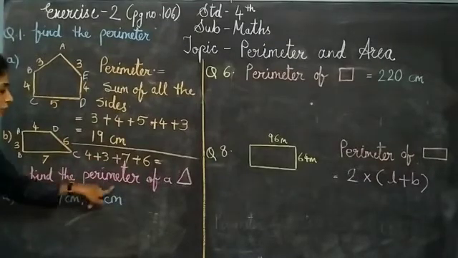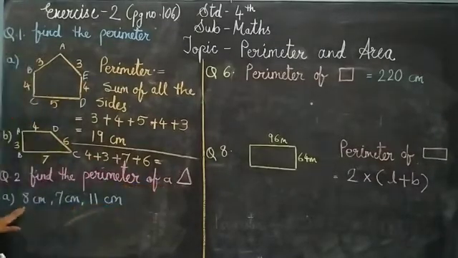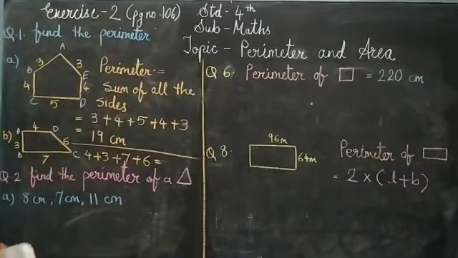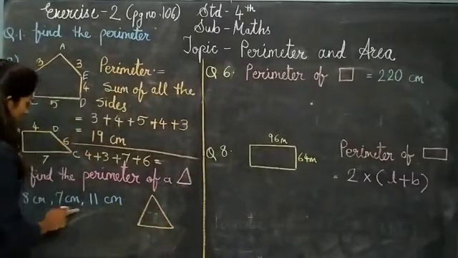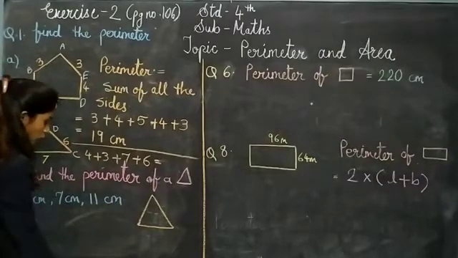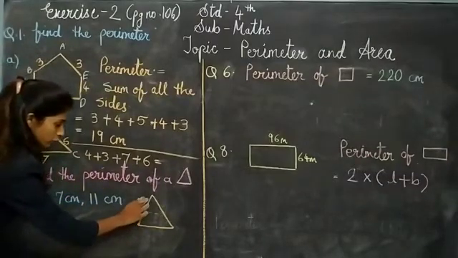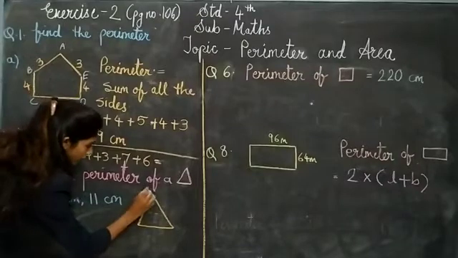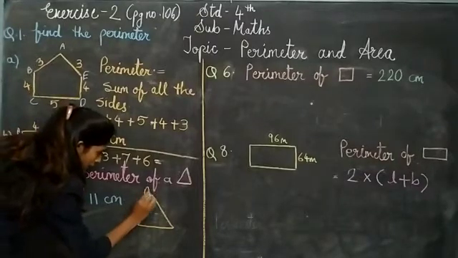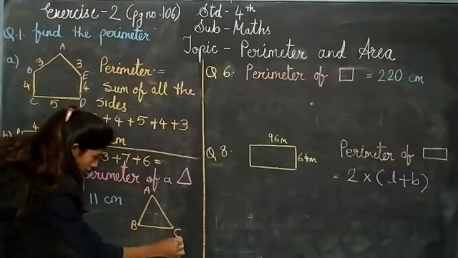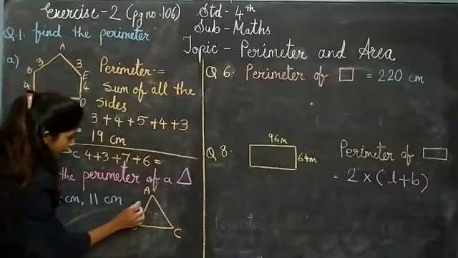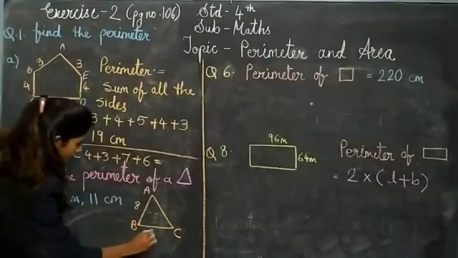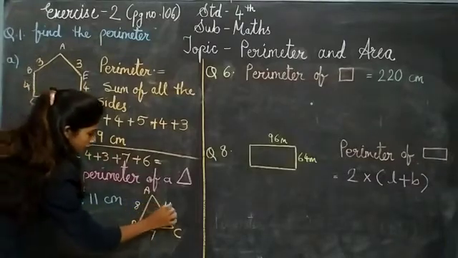Now find the perimeter of a triangle. Again, 3 sides. As we all know, a triangle has 3 sides. They have given the measurement. So for our thinking purpose, we can draw that triangle and name it A, B and C. Let us write the sides for that. It is 8 centimeter, then 7 centimeter and 11 centimeter.